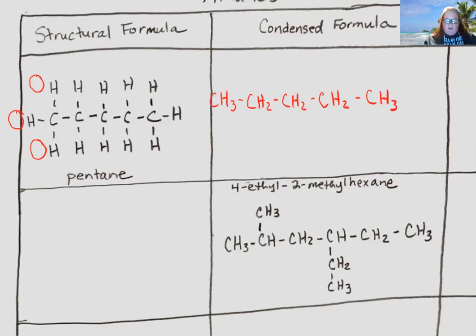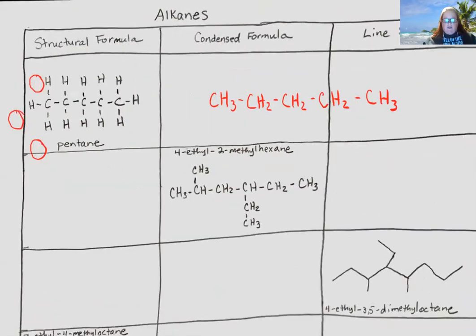And I'm going to see if I can shrink that back down. It looks like it's keeping the text on there exactly the same size as it was. So then we have to draw a line formula. So I'll use the middle one as an example.